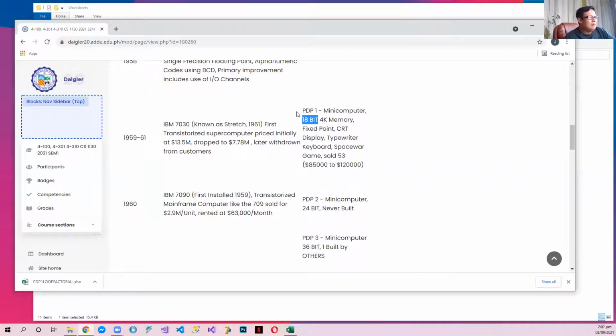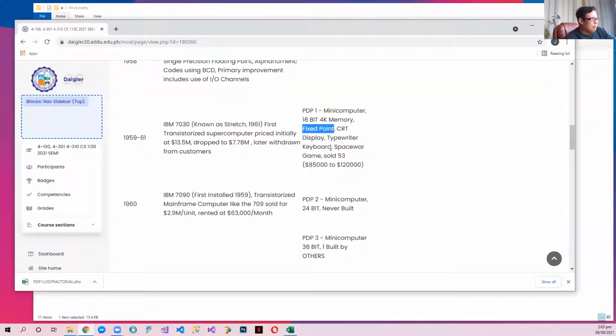Do you follow? Okay. So it also has 4K of memory, no? Like the 701, it's fixed point arithmetic. Now it's the DEC computer which has a CRT display. I'm not sure if it's the first, but it already has a CRT display. It has a typewriter using a keyboard, and it runs a game called Space War. I'm not sure if this is the first machine that runs that game.